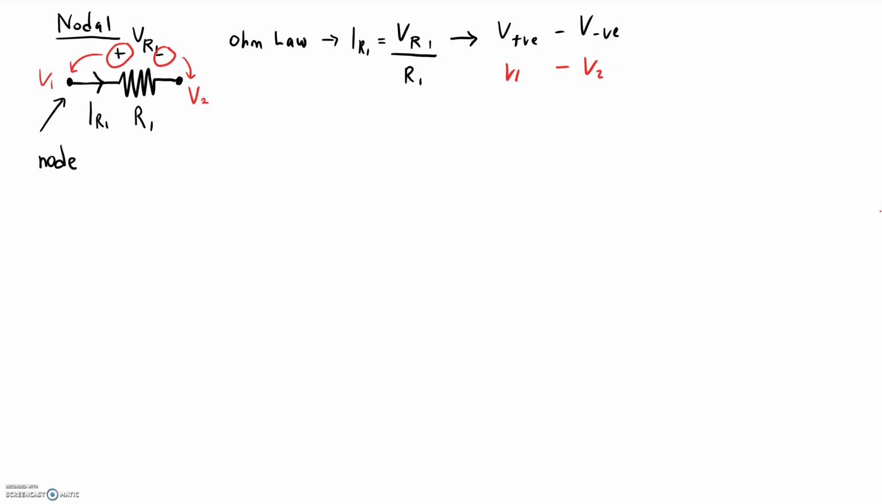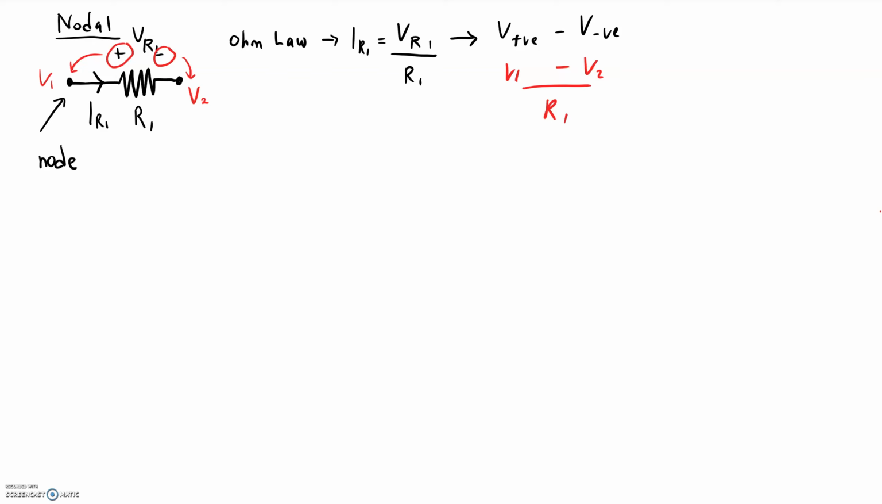And then in order to find the current, you have to divide by R1. If you do not divide by R1, it will become voltage. So you have to divide by R1. Okay? So this is one of the types of circuit that you will find in the nodal equation.